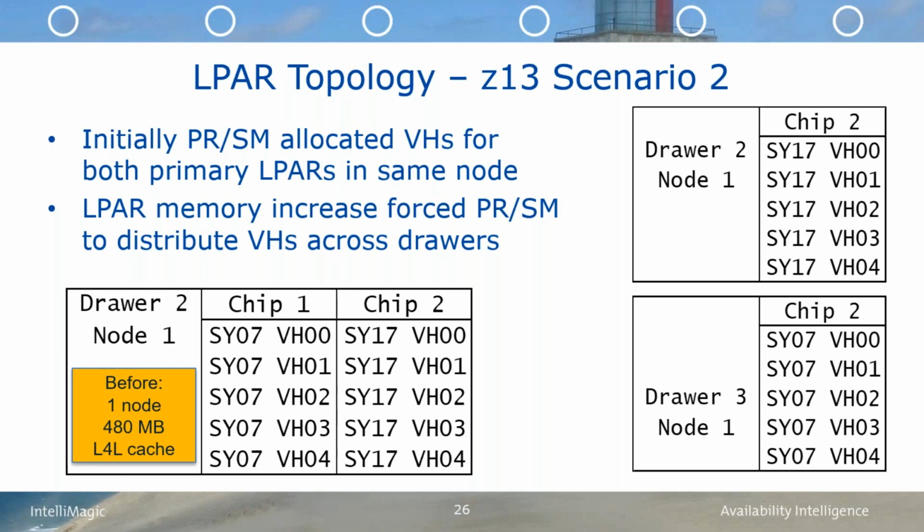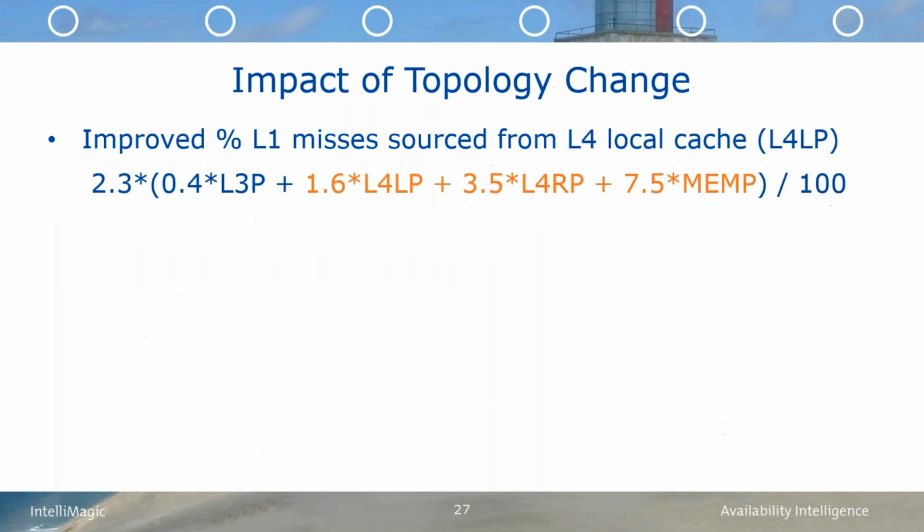So after making that change, PRISM did indeed distribute the vertical high CPs for those 2 LPARs across separate drawers, which doubled the amount of level 4 local cache that they now had access to. So what kind of impact on RNI do you think a change like this would achieve? Well, now that these CPs had twice the level 4 local cache available to them, we'd expect more misses to be resolved from level 4 local cache.